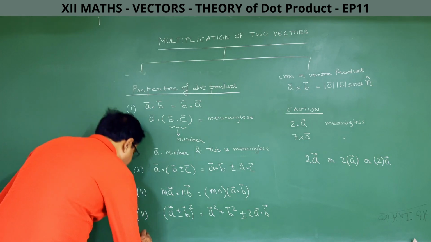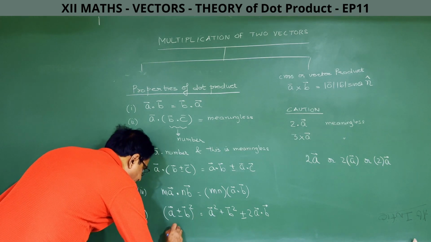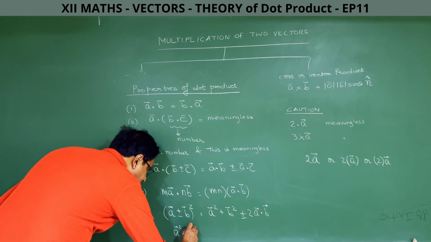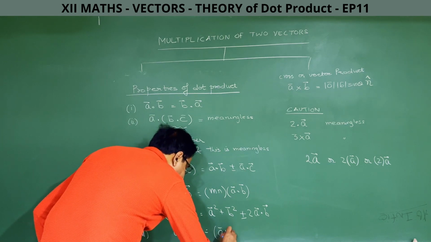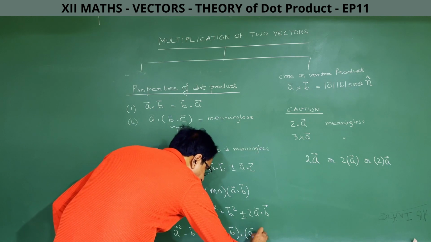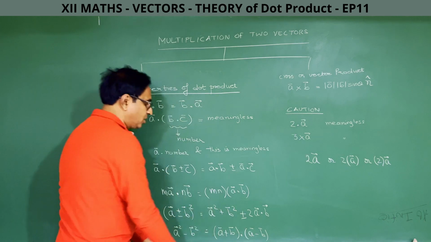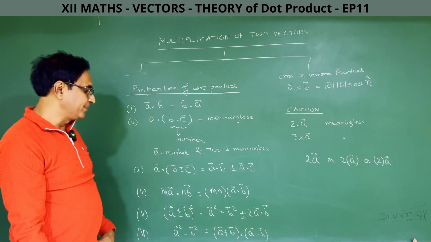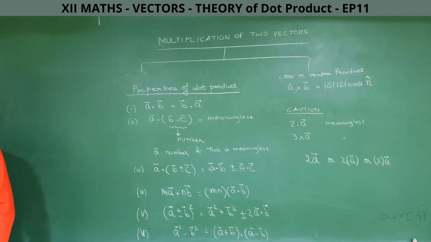And the last one, you can say vector A square minus vector B square, or vice versa, will be A plus B. This too you will easily remember from the algebra formula, A minus B. So A square, or I can write it in the reverse order also. A plus B dot A minus B will be A square minus B square.